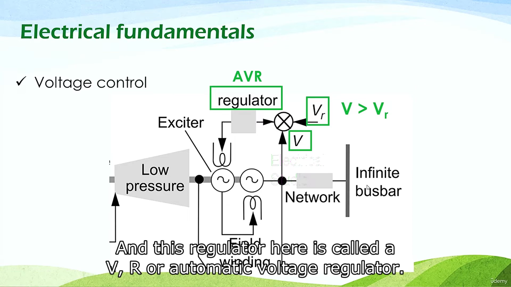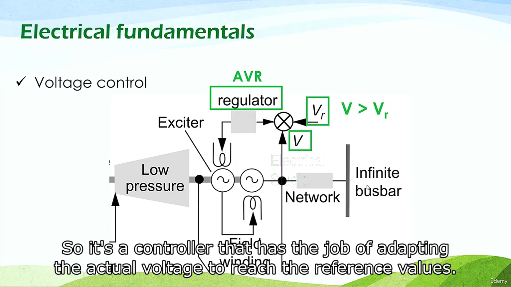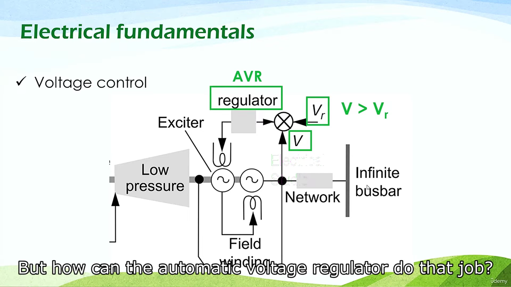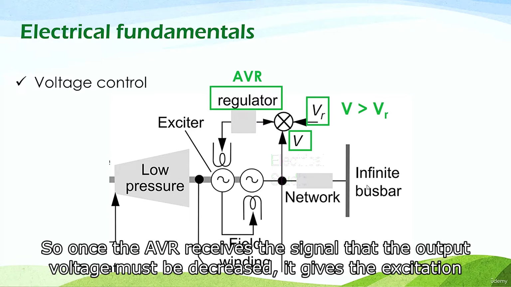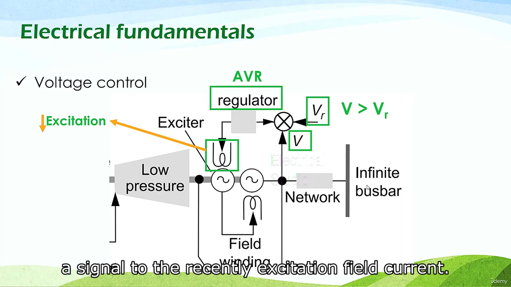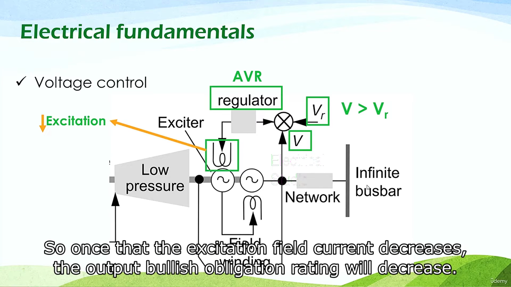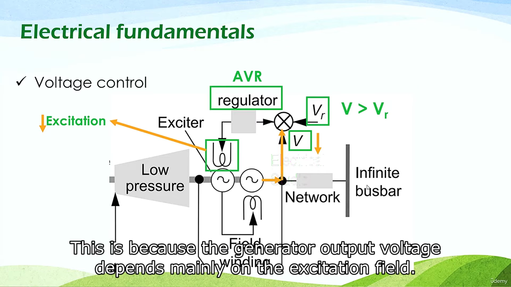And this regulator here is called AVR, or automatic voltage regulator. So it's a controller that has the job of adapting the actual voltage to reach the reference voltage. But how can the automatic voltage regulator do that job? Once the AVR receives the signal that the output voltage must be decreased, it gives the exciter a signal to decrease the excitation field current. So once the excitation field current decreases, the output voltage of the generator will decrease. This is because the generator output voltage depends mainly on the excitation field.